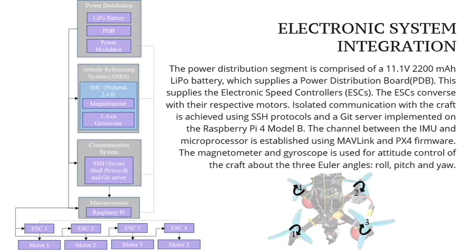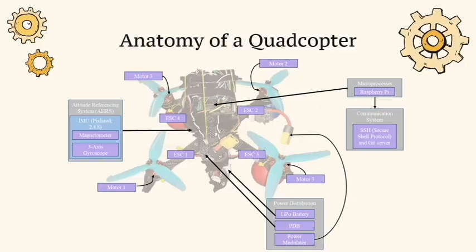This allows the Euler angles of the craft to be controlled using a PWM signal applied to the ESCs, which vary the motor RPM. This figure depicts the arrangement of these components.